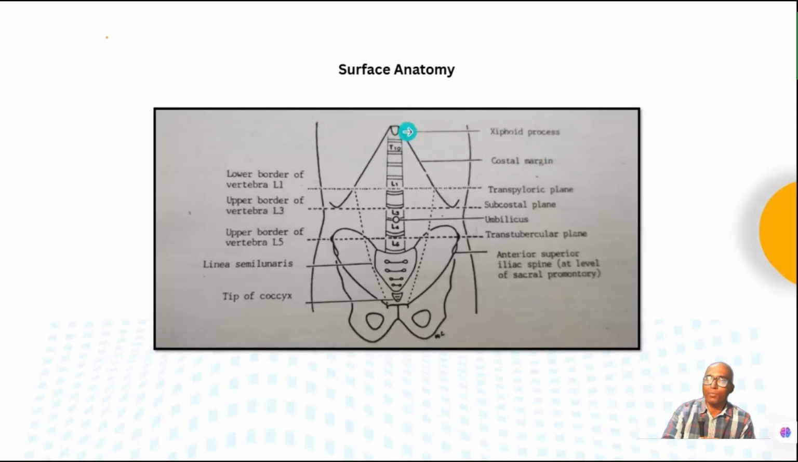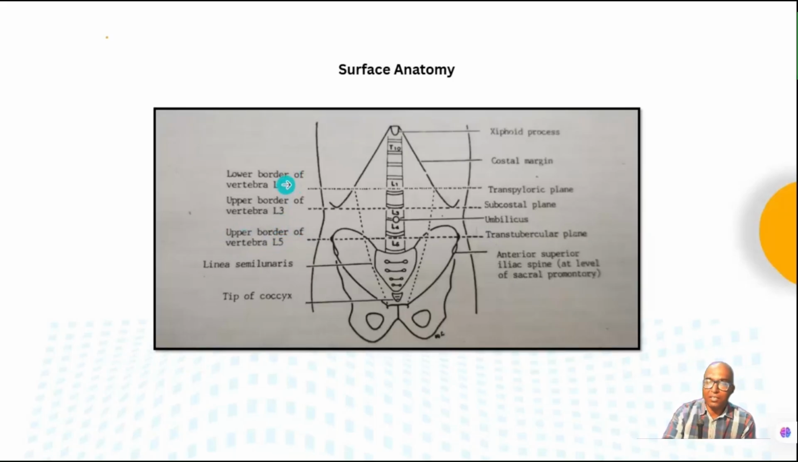Okay, so this is the xiphoid process. This is the T10 vertebra. This is the costal margin. Okay, and see, this is the L1 vertebra which is mentioned here, and this is the transpyloric plane. This transpyloric plane lies at the level of the lower border of the vertebra L1. Okay, the next plane is the subcostal plane, which lies at the upper border of the vertebra L3, and the third transverse plane is the transtubercular plane, which passes through the upper border of the vertebra L5.